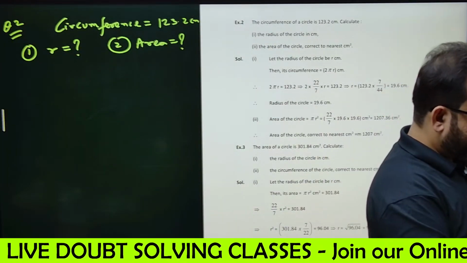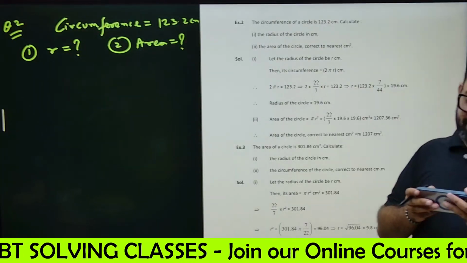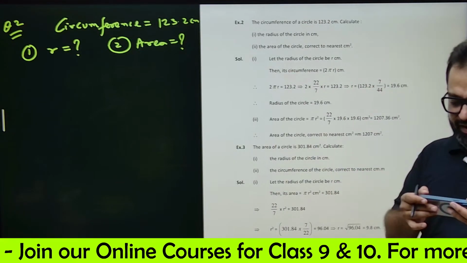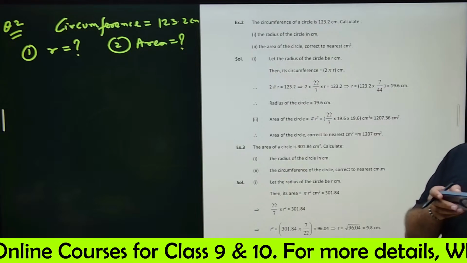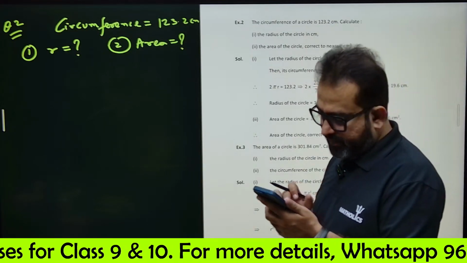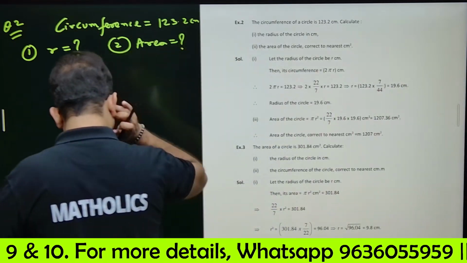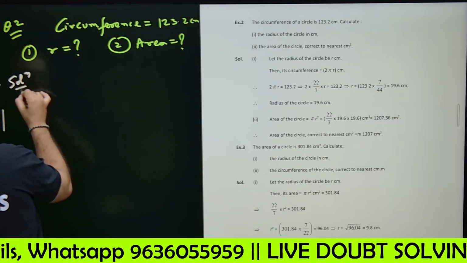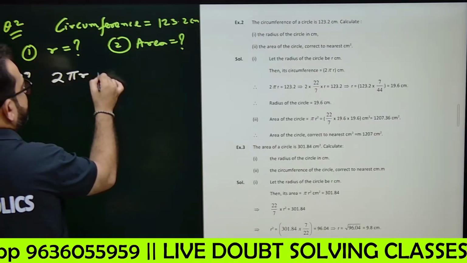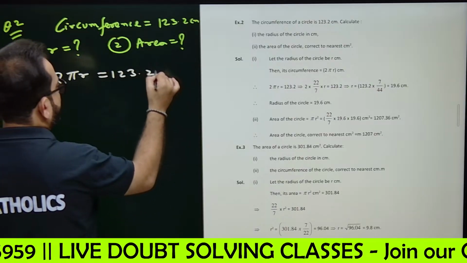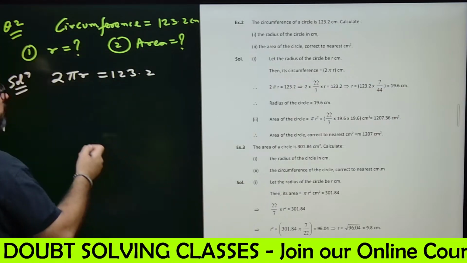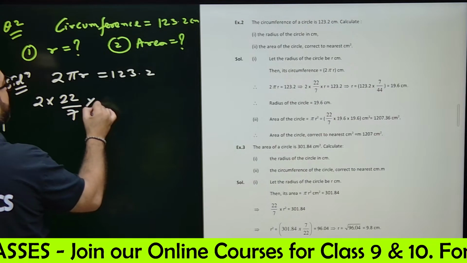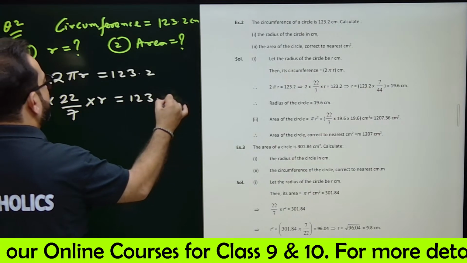Now, how to do this? These are not the questions we are going to have in our exams. Why? In 1 mark questions, you can easily have these types of questions. So in the solution, you'll write the circumference formula: 2 pi r equals 123.2. Pi is 22 by 7, and 2 into 22 by 7 into r equals 123.2.